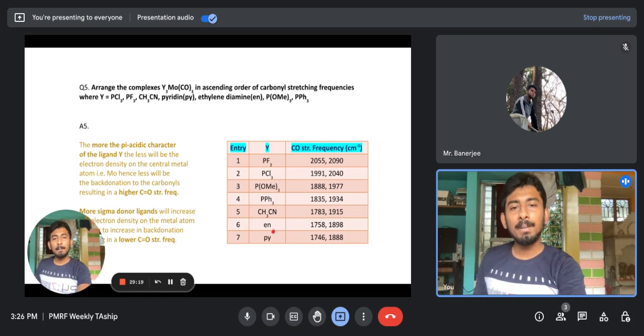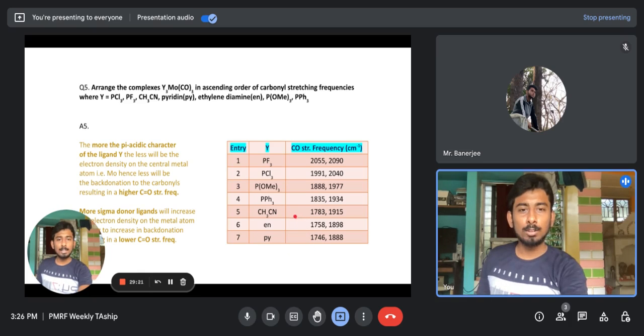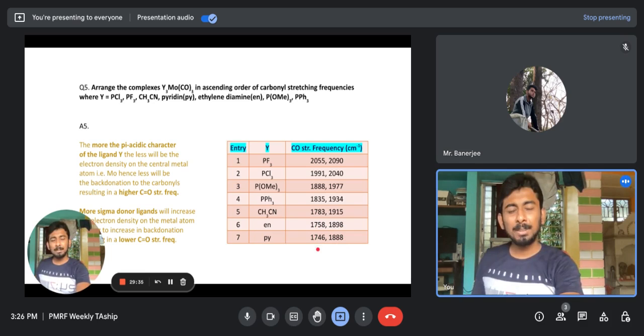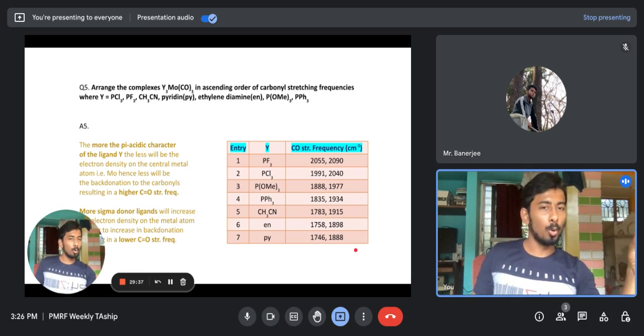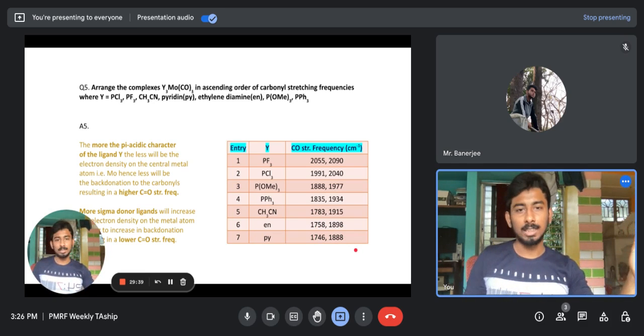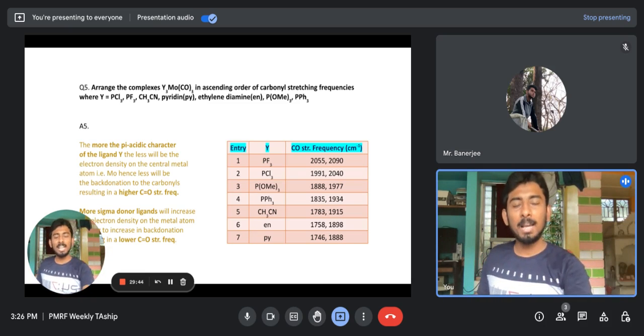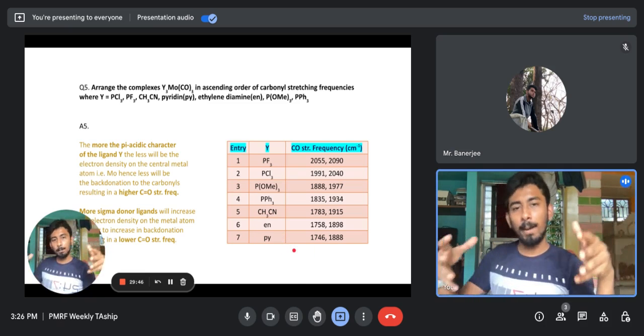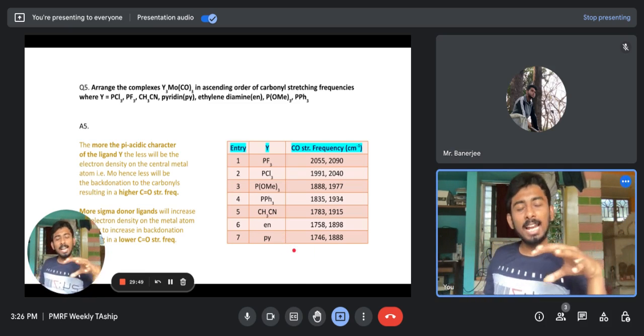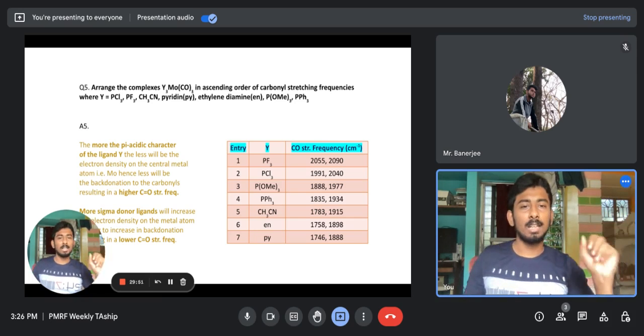In between, ethylene diamine and pyridine are strong. They are actually comparable in nature, because you see the difference between their CO stretching frequencies is not that much. It is 1758, it is 1746, it is 1898, and this one is 1888. So the stretching frequency difference between these two moieties is quite low, that is 10 to 12 centimeter inverse. Both of these are very good sigma donors, because ethylene diamine is a chelating ligand, so it can bind to the metal atom quite strongly and increase the electron density on the central metal atom.